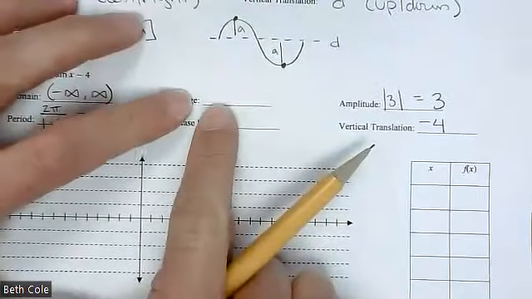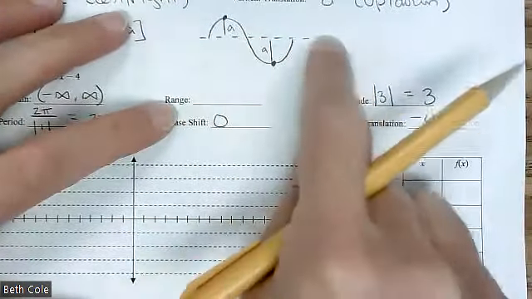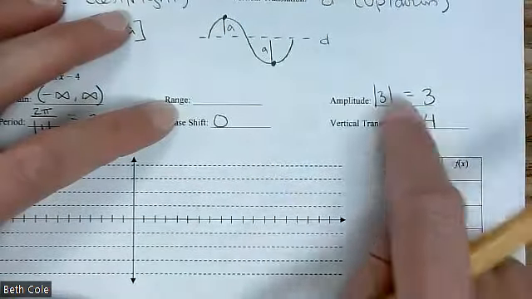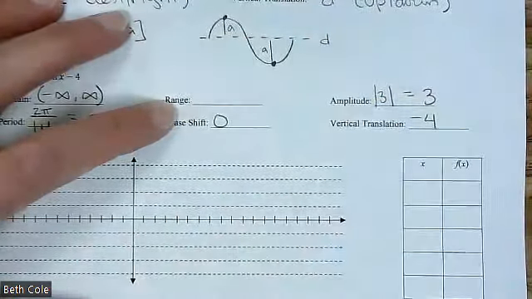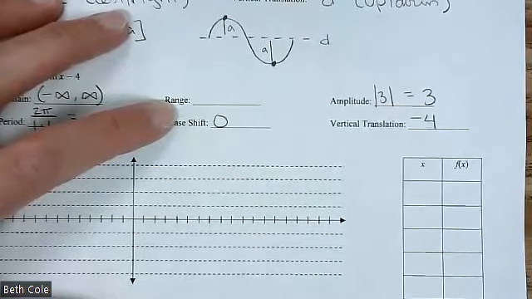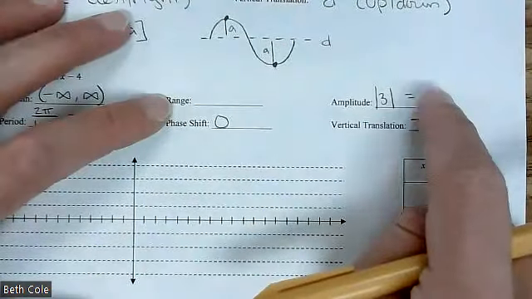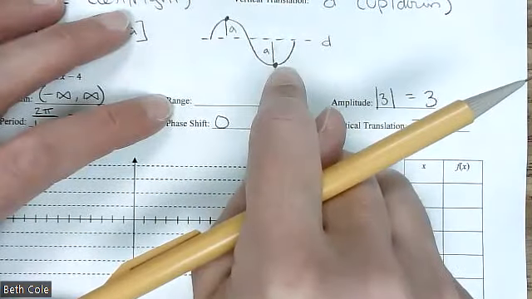So now when you go to do your range, this center line, look at this picture, but we're going to fill in the D and the A. The center line is at -4. The whole thing, the whole party moved down 4. Okay, so that center's at -4. And we got 3 units away from it in each direction.